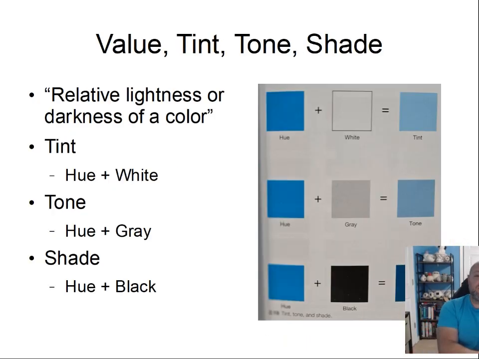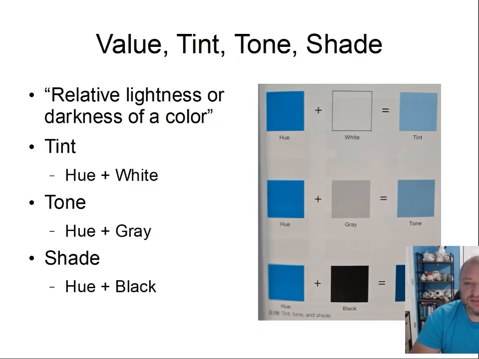Okay, so value, tint, tone, and shade. These are all kind of the same thing, but in different directions. The value is going to be the relative lightness or darkness of a color. The tint is represented by mixing the hue with white. The tone is represented by mixing the hue with gray, and then the shade is represented by mixing the hue with black.